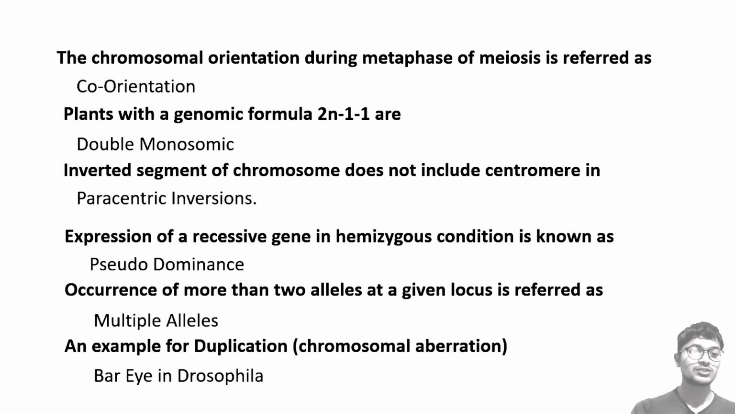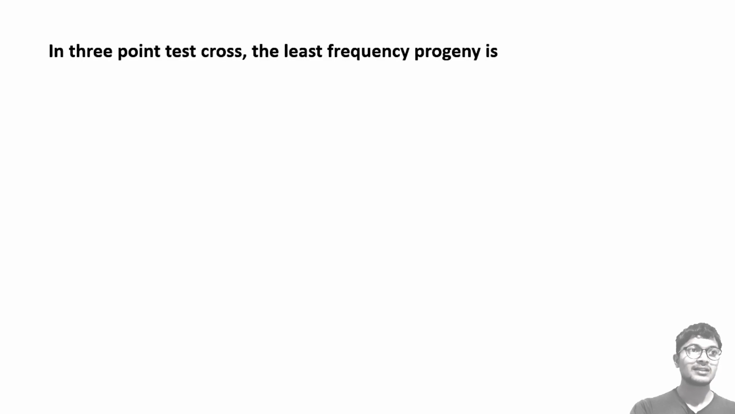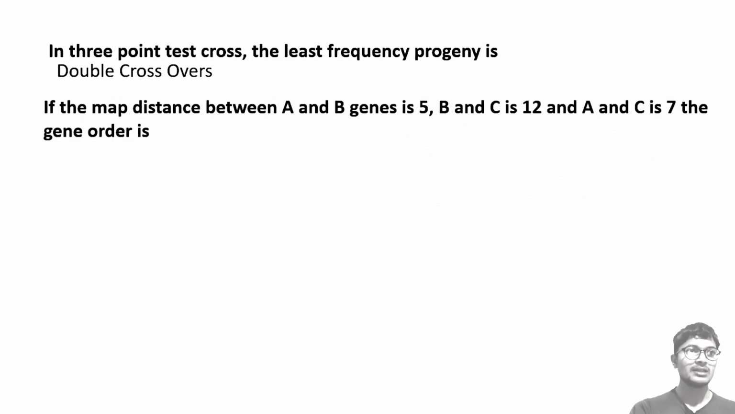So first question is that in the 3-point test cross the least frequency progeny is? Answer is double crossover. Next question. If the map distance between A and B genes is 5, B and C is 12, and A and C is 7, the gene order is? Answer is B, A, C. Clear? Now we are moving to next question.